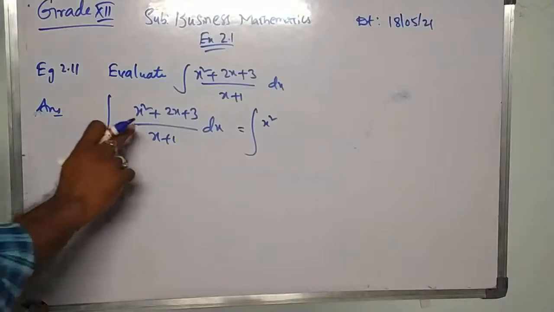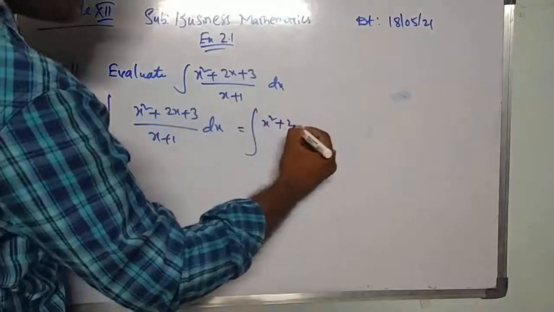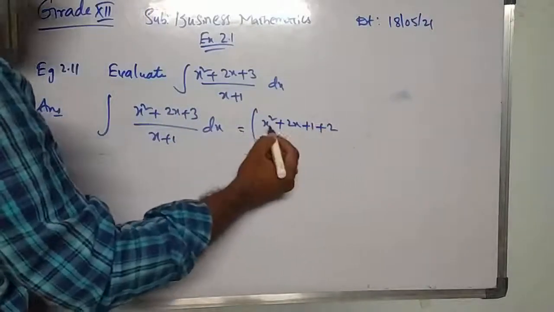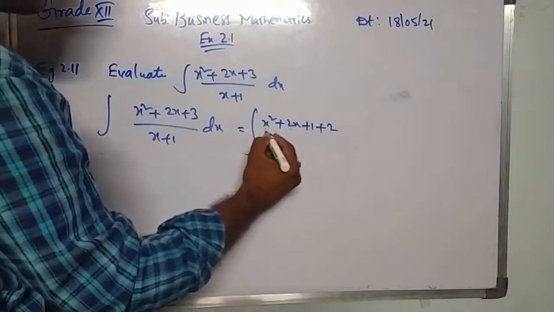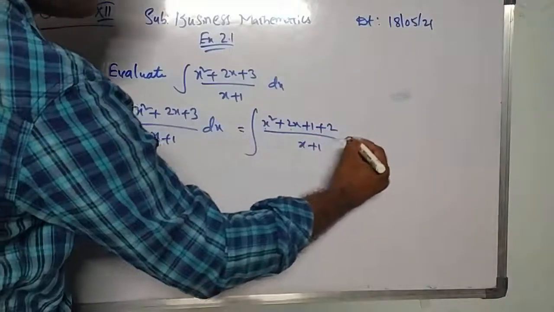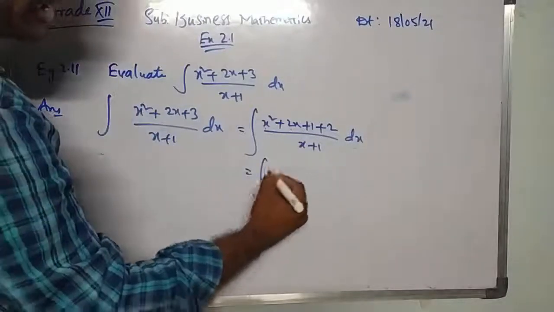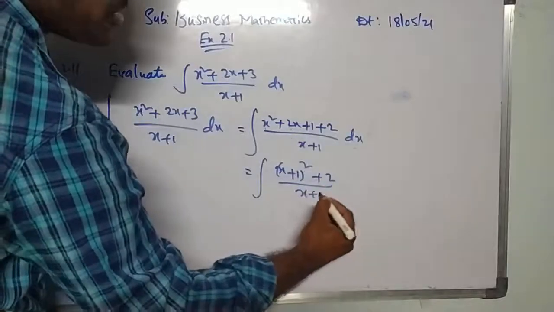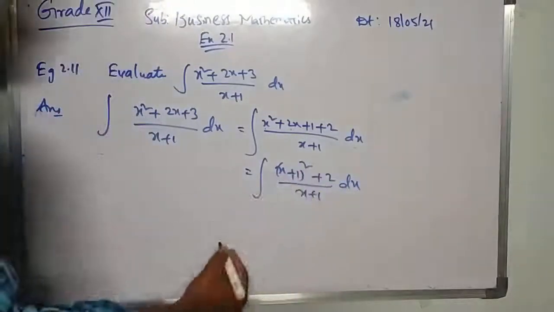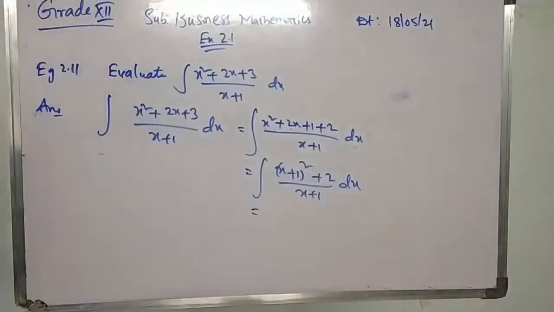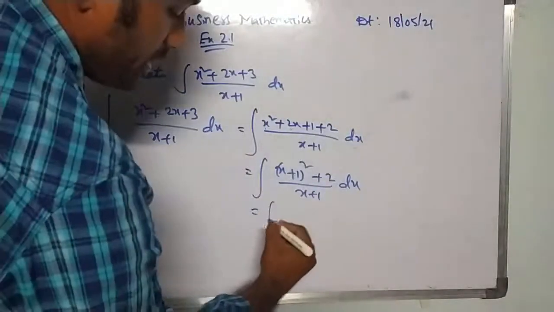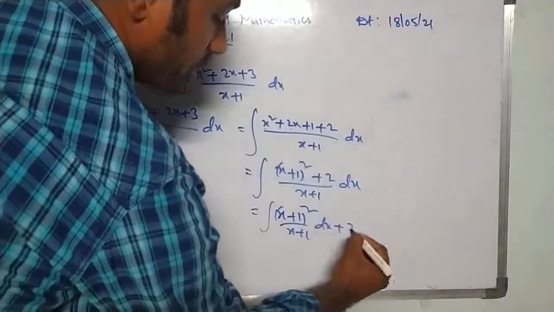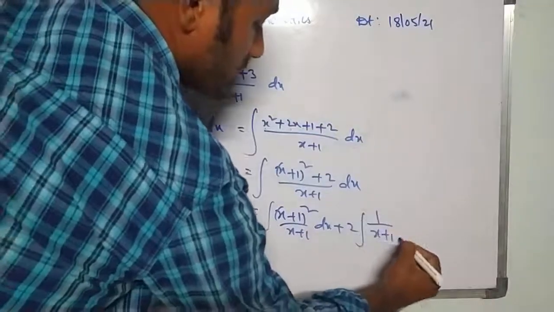So how can we write this? x square plus 2x plus 3. Let me write it as x square plus 2x plus 1 plus 2, 3 I am writing as 1 plus 2. Why am I writing this? Because it becomes a square plus 2ab plus b square divided by x plus 1 dx. So the integral becomes x plus 1 whole square plus 2 by x plus 1 dx. So we can write individually the integral of x plus 1 whole square by x plus 1 dx plus 2 into integral of 1 by x plus 1 dx.